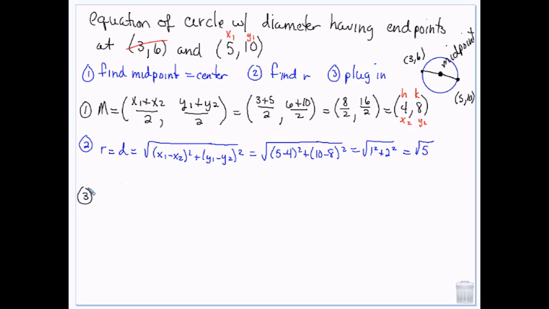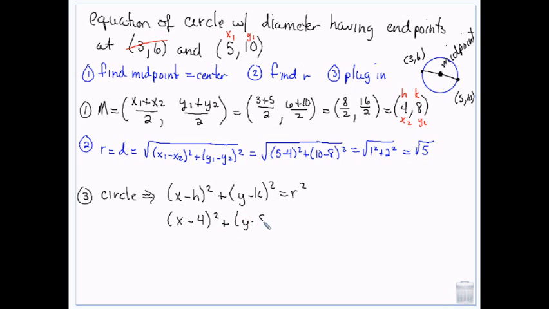So my third step is to plug in. The equation for the circle is x minus h squared plus y minus k squared is equal to r squared. So x minus 4 squared plus y minus 8 squared is equal to the square root of 5 squared.